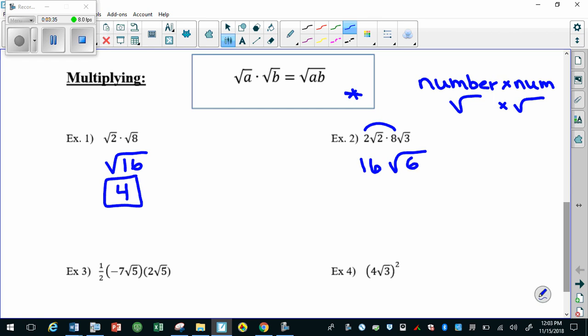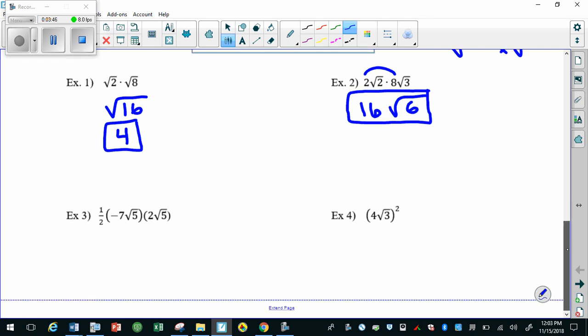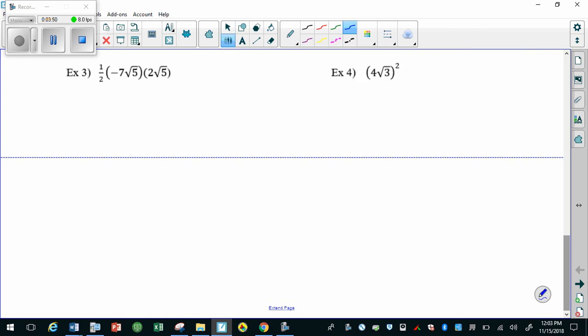And before you box that answer, just take a peek at the radical 6. Are there any perfect squares that can go into that? And the answer to that is no. So that's already simplified. Okay, and then let's try two more that are maybe just a touch more complicated.